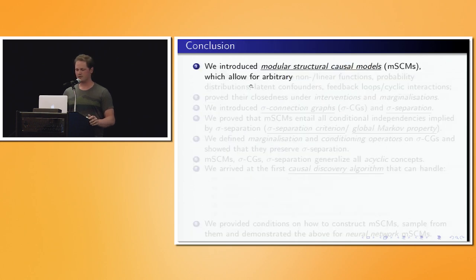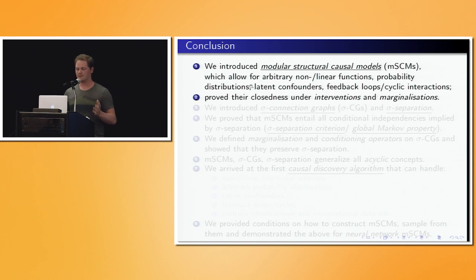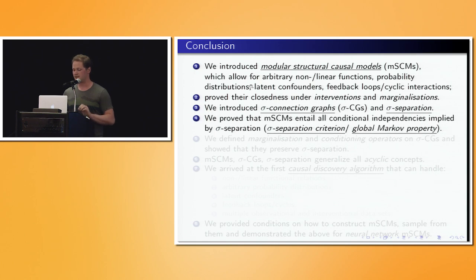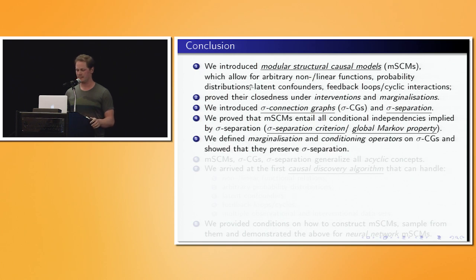So, conclusion: we introduce modular structural causal models, which allow for arbitrary nonlinear functions and arbitrary probability distributions, so mixtures of discrete and continuous variables, for instance, latent confounders, feedback loops, and cyclic interactions. We prove closedness under intervention and marginalization. We introduce sigma-connection graphs and sigma separation. We prove that the modular structural causal models entail all the conditional independences implied by sigma separation. We define marginalization and conditioning operators on these and show that they preserve sigma separation. And they all generalize the acyclic concepts. So they're really non-naive generalizations of this to the nonlinear case with cycles and confounders.